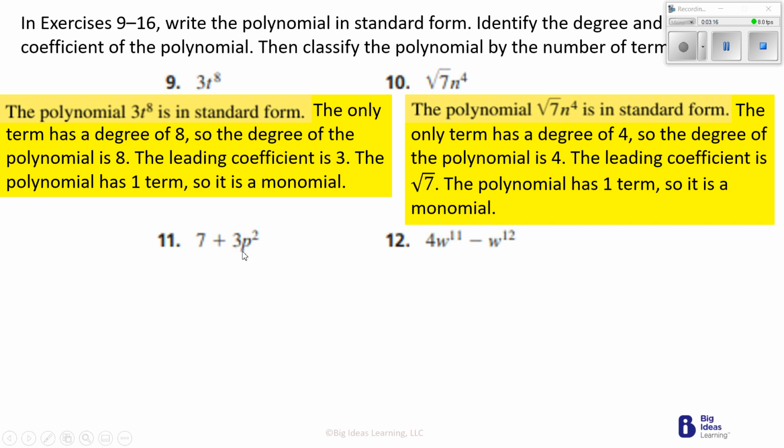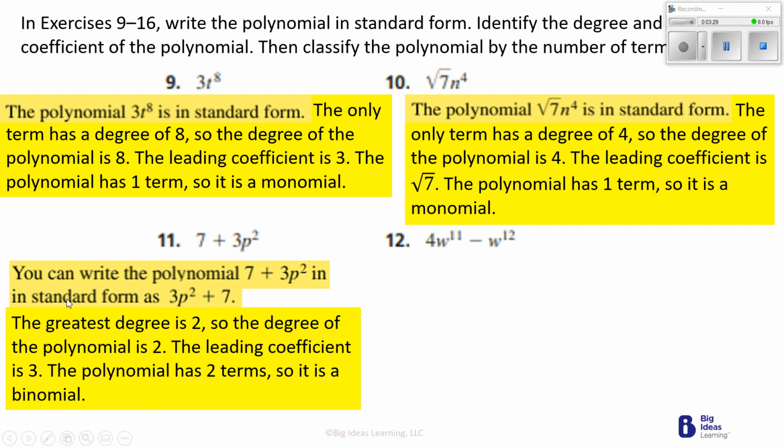Then the degree: there's only 1 variable here, so it's going to be second power. Leading coefficient will be 3, since 3 will be in front. This is a binomial, since there's 2 terms. So the greatest degree is 2, so the degree of the polynomial is 2. Standard form was 3p to the second power plus 7, like I said. The leading coefficient was 3, and there's 2 terms, so it's a binomial.